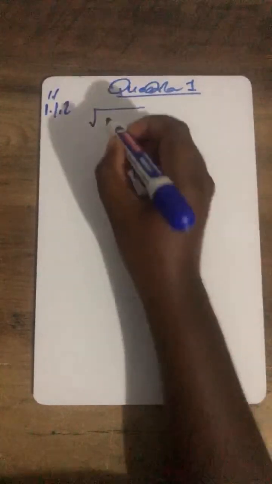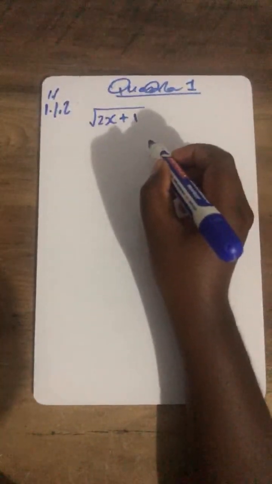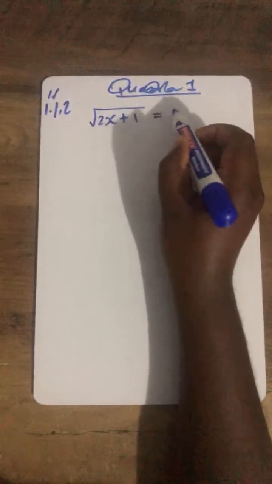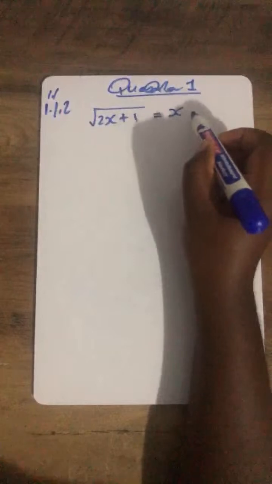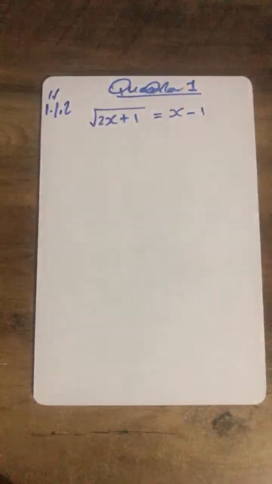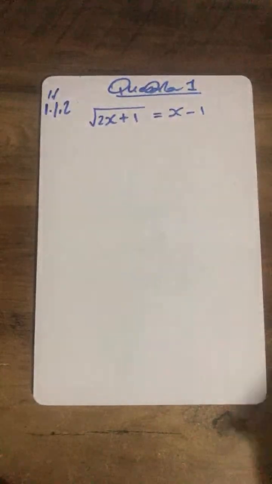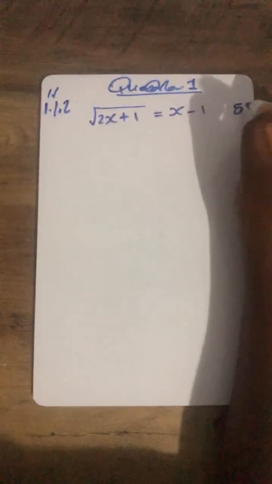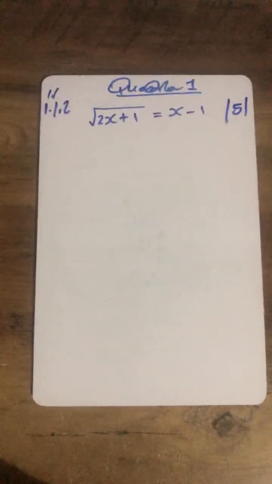Okay, the next question, this is what we are given. Square root, let's see, what is that? Is it 2x? Yes, it is the square root of 2x plus 1, and then this is equal to x minus 1. And this question deserves some more marks. Yes, this is 5 marks. I thought it was going to be allocated just 4 marks.